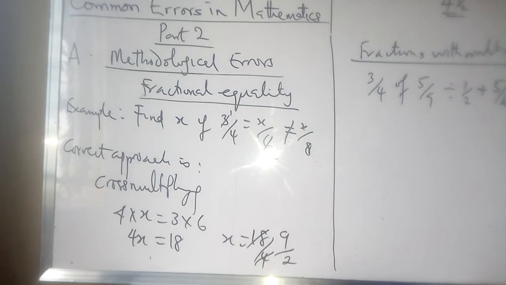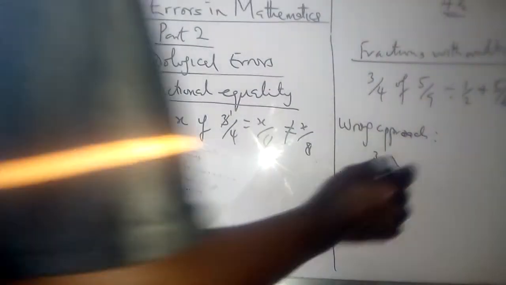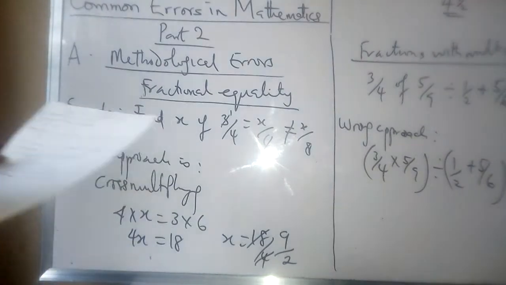Okay, in this case it will be wrong. The wrong approach could be, say 3 all over 4 times, because of means times, okay, times 5 all over 9, then divided by half plus 5 all over 6. If you pair it up like that, that will be very wrong. Okay, 3 all over 4 times 5 all over 9 will give us what? 15 all over 36.